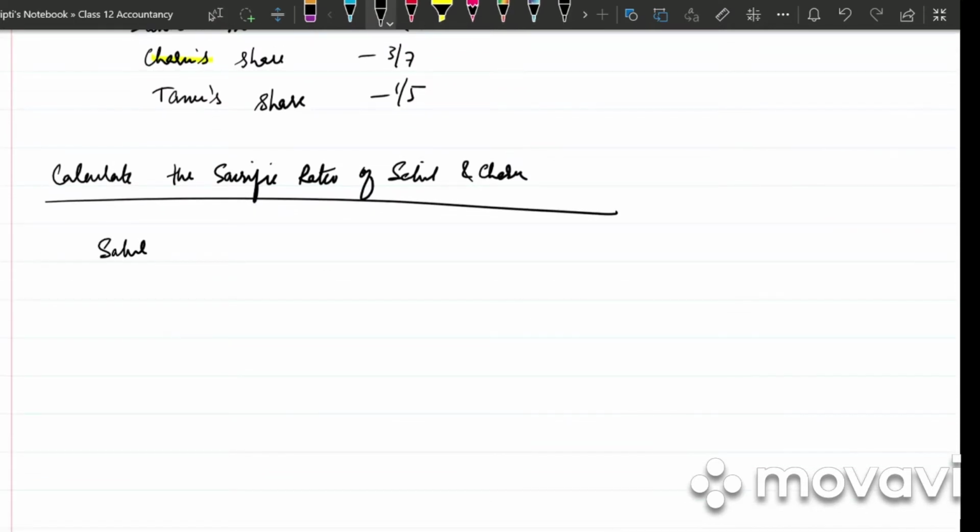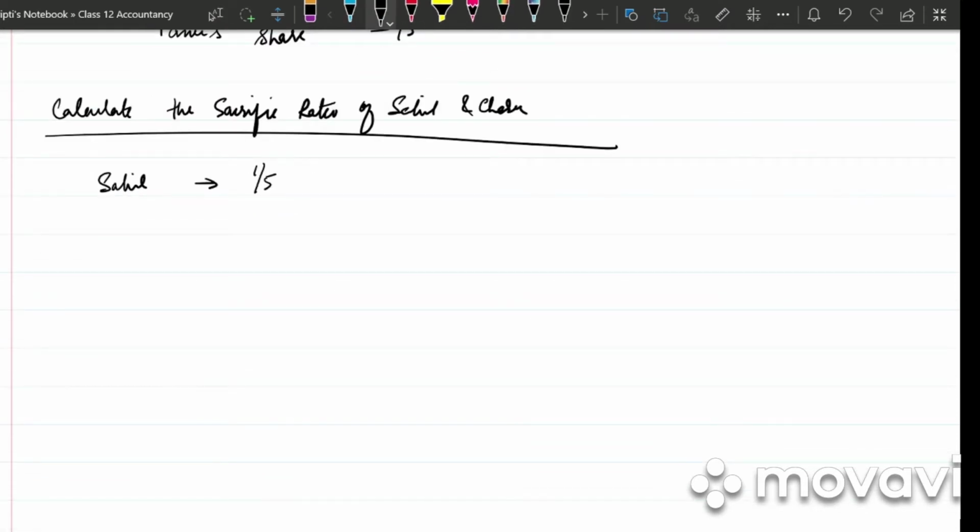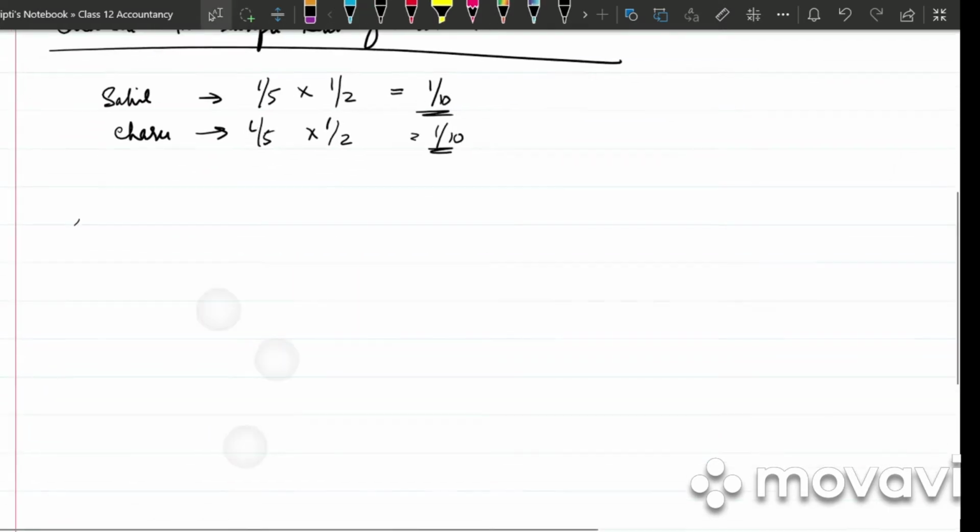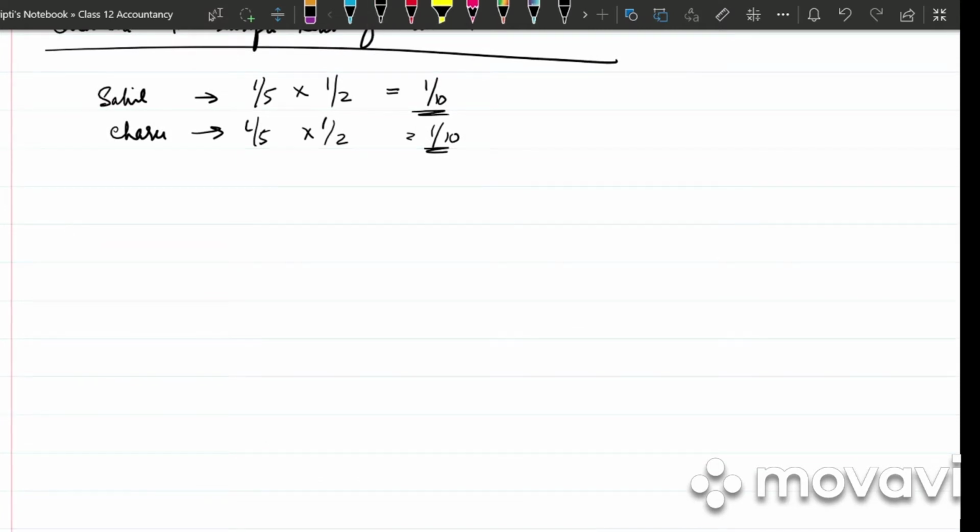So first is Sahil. Out of 1/5, half Tanu acquired from Sahil. So 1/10. Then we have Charu, 1/5 into half, 1/10. So now we know the sacrifice ratio of Sahil and Charu. We need to calculate the new profit sharing ratio. Calculation of new profit sharing ratio.